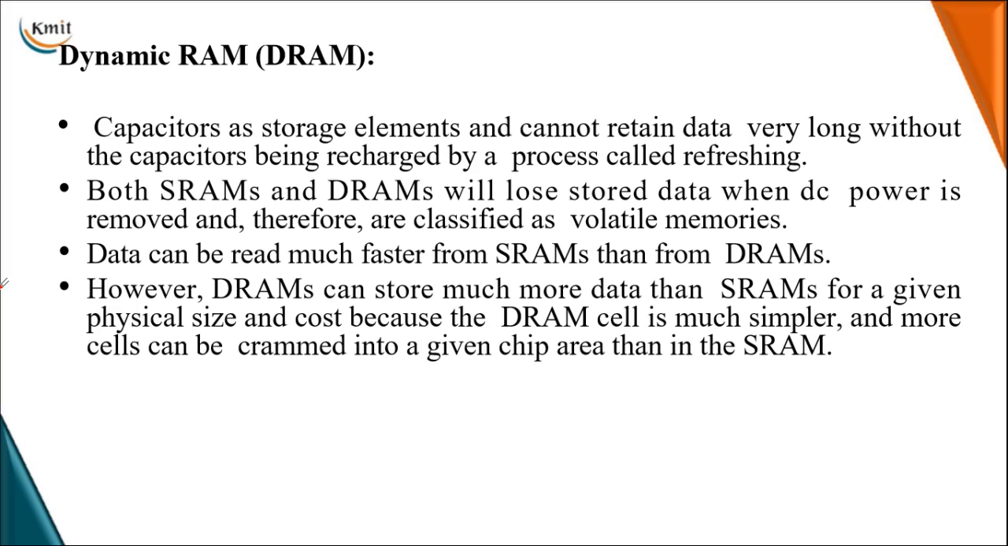Hence compared to DRAM, SRAMs are faster, and these SRAMs are used for short storage as cache memory. However, DRAMs can store much more data because they consist only of a capacitor with refreshing circuitry. So in order to store larger data you can prefer dynamic RAMs, and for small information or a smaller memory size you can prefer static RAM.